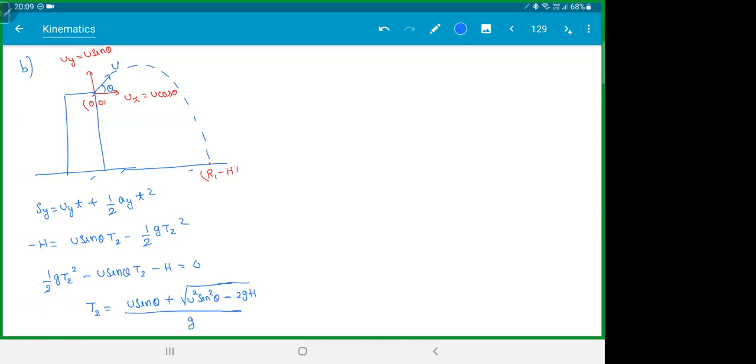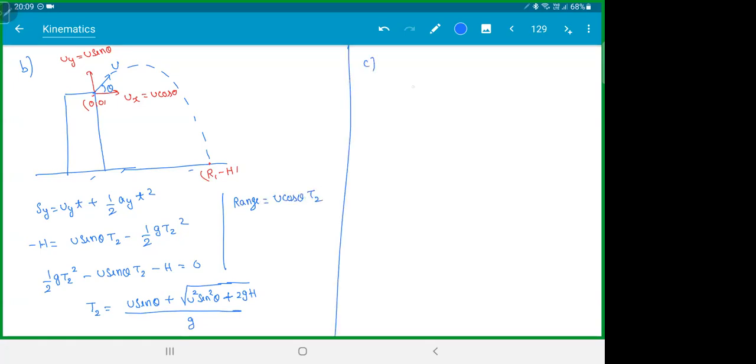Clear? You want to find range? Range will be horizontal, time of flight ux into t2. You can just multiply that, you'll get the range. The horizontal velocity u cos theta into time of flight.